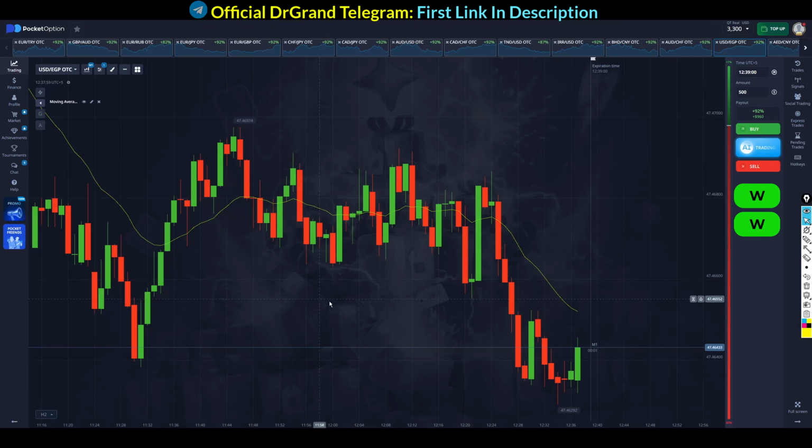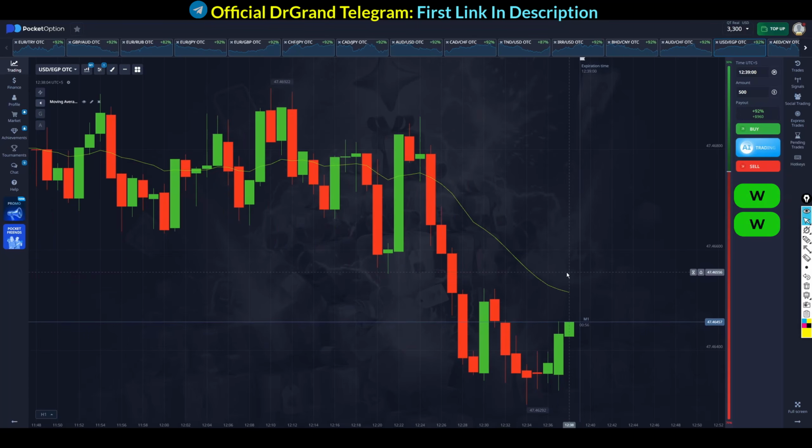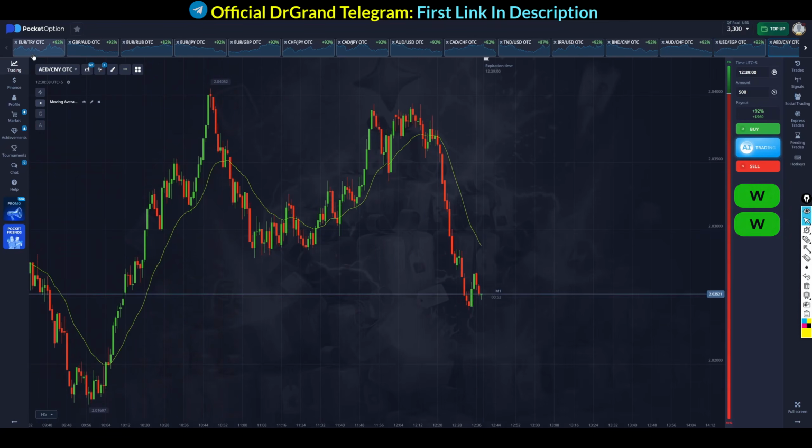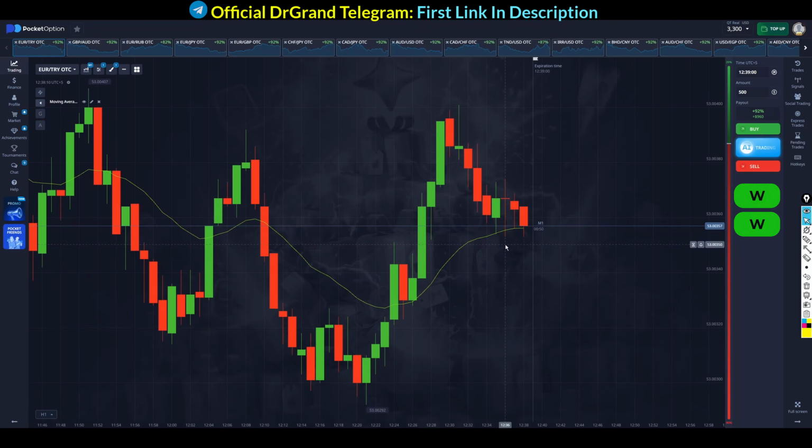But these are the good ones. Like if you can detect a good setup on these kind of markets, it's going to be a lot more promising. Let's see. I don't see any setup, guys.